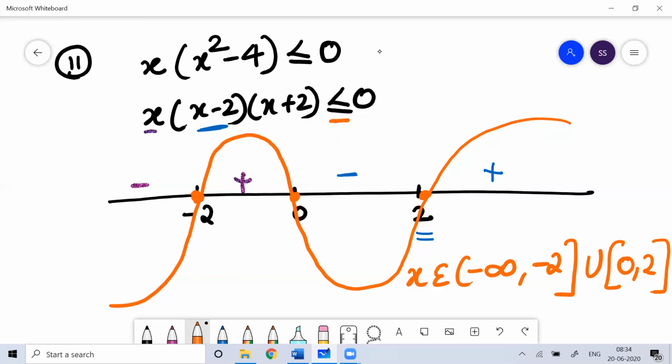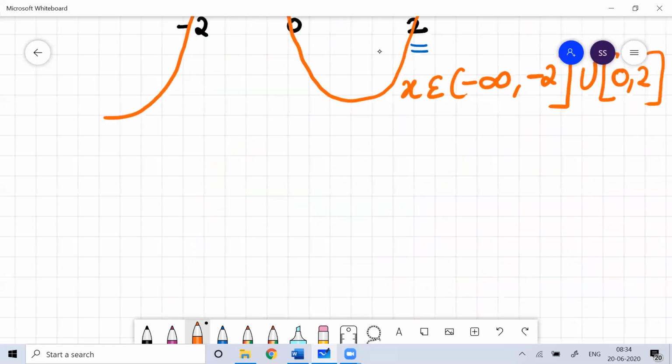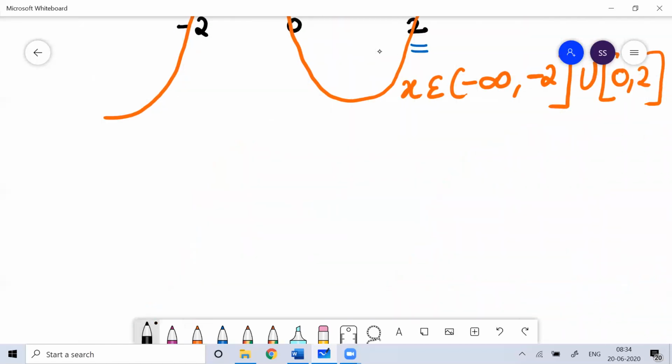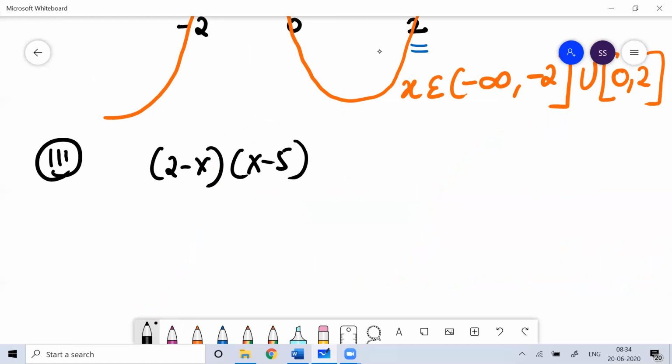Clear, right? So very easy question. Now suppose I ask you this question, that suppose my question is like this. Here (2 minus x) into (x minus 5) is greater than or equal to 0. If you notice here, the coefficient of x is not positive. So the outermost right value, whatever critical point you determine, will not be positive. I can make the coefficient of x positive by multiplying by -1.